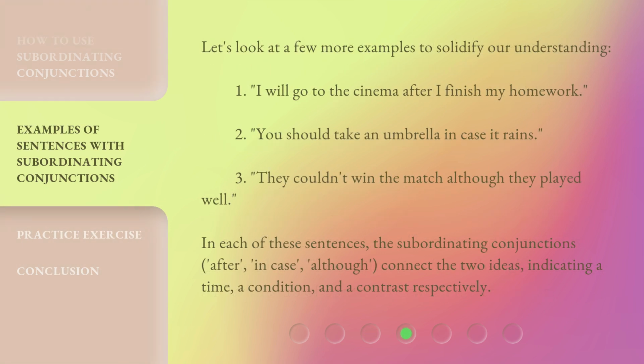Let's look at a few more examples to solidify our understanding. 1. I will go to the cinema after I finish my homework. 2. You should take an umbrella in case it rains. 3. They couldn't win the match although they played well. In each of these sentences, the subordinating conjunctions, after, in case, although, connect the two ideas, indicating a time, a condition, and a contrast respectively.